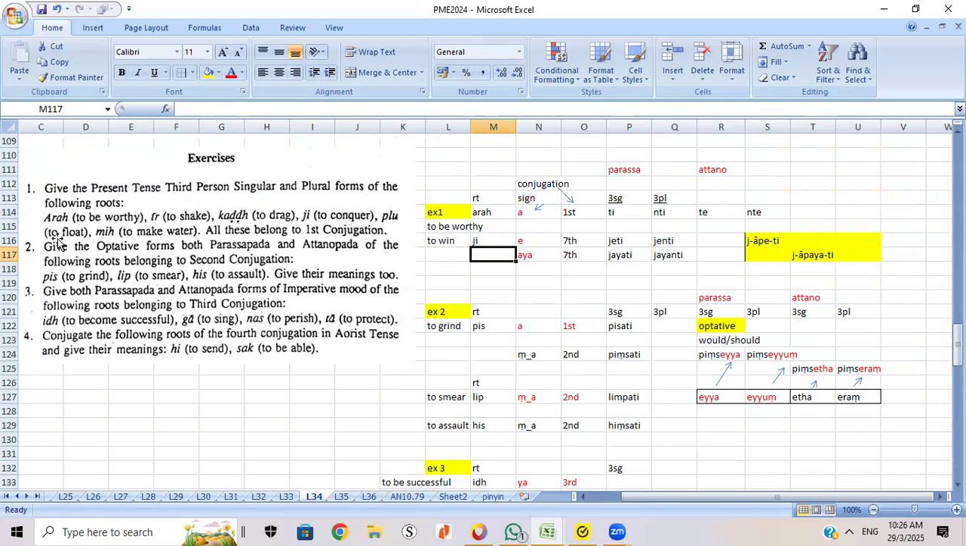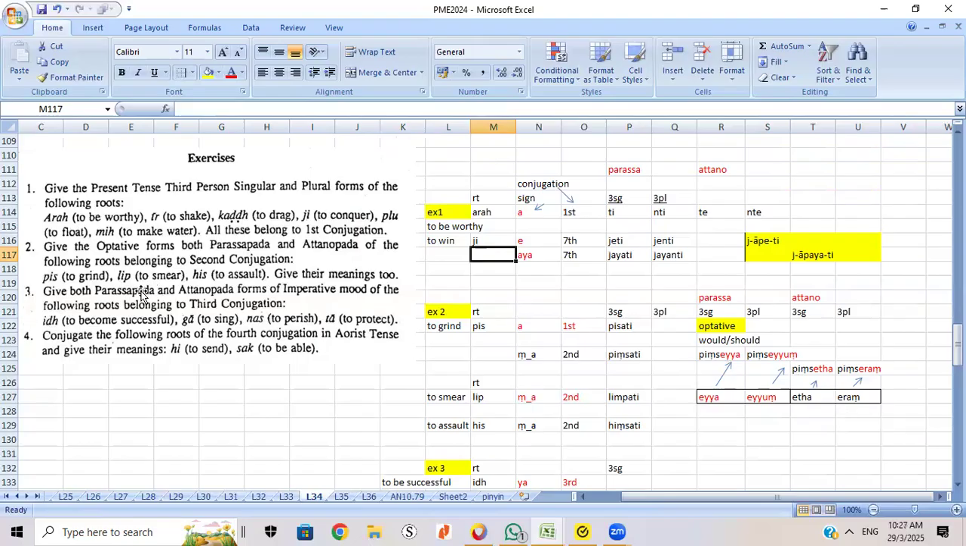Number two is to give an optative. This is optative. The ending for optative, third person singular, is eyya. This is the one, eyya, and then the plural eyyum. So this one you have to follow. This is atanopada, which is also in the book, etha and eram.